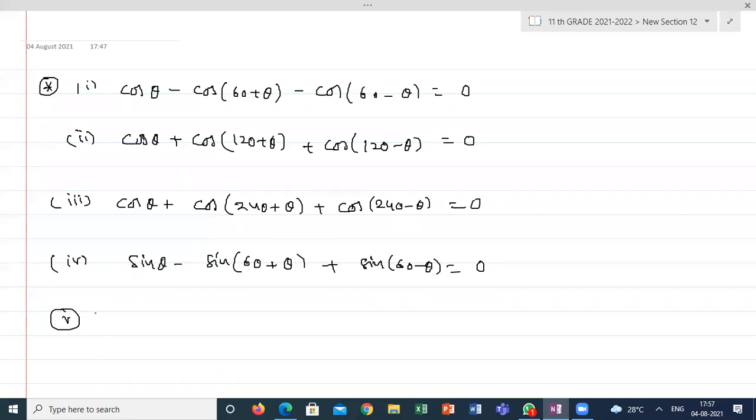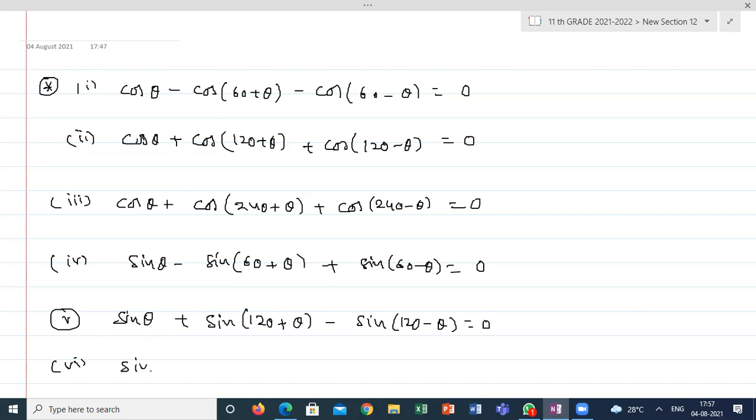Same as that, sin theta plus sin(120 plus theta) minus sin(120 minus theta). This is also 0. The last one is sin theta plus sin(240 plus theta) minus sin(240 minus theta) is equal to 0. These are the expressions you can use as the standard equations.